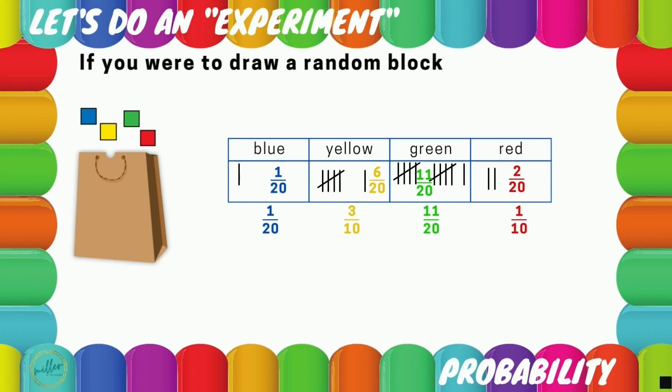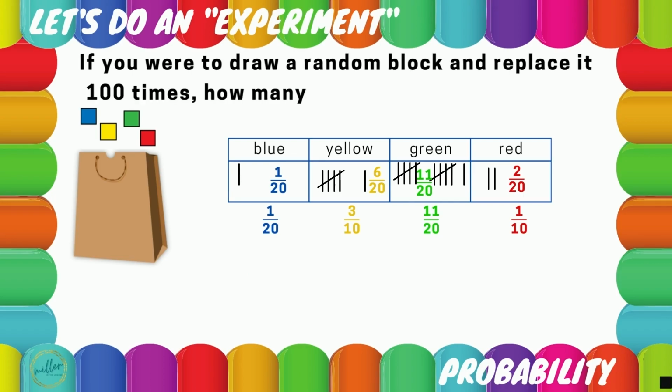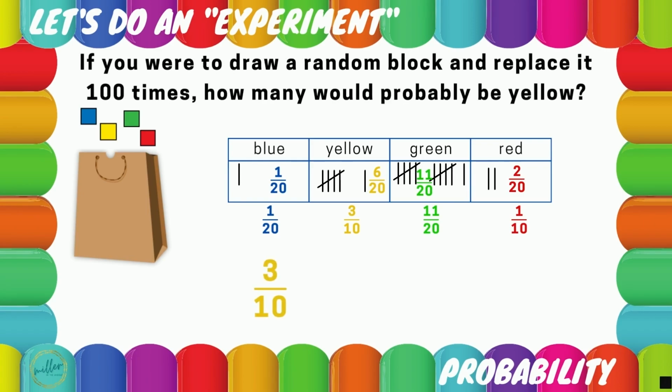Okay, one last one. If you were to draw a random block and replace it 100 times, how many would probably be yellow? You could use either 6/20ths or 3/10ths for the probability of drawing a yellow. And the rest of the proportion would look like this, because if we drew 3 out of 10 as yellow, how many out of 100 would be yellow? If you drew out a block and replaced it 100 times, you could expect probably 30 of them to be yellow.